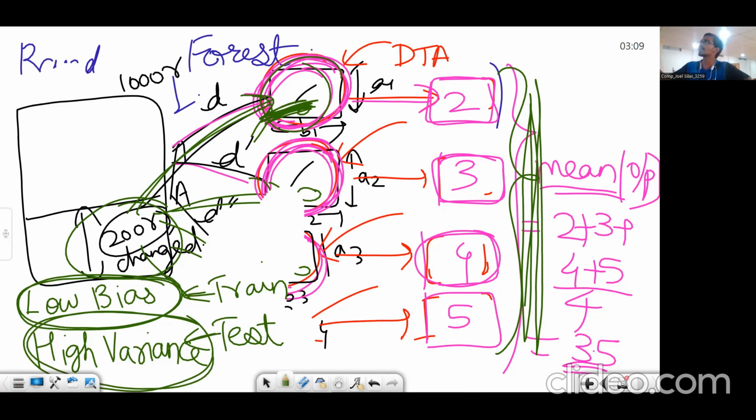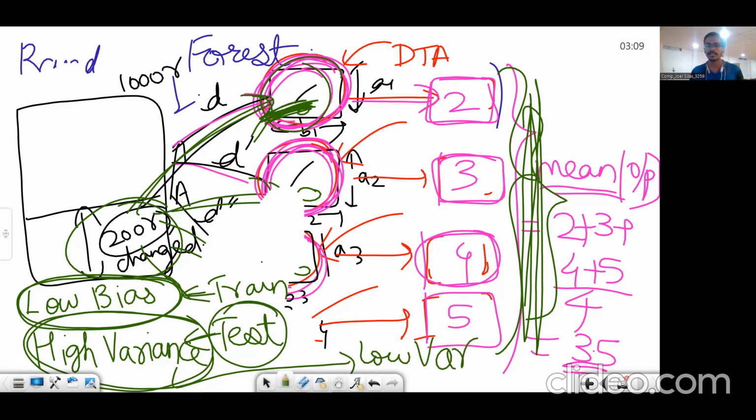But as I told you, since we are doing row sampling and feature sampling randomly, and we are taking the mean or majority of the output, our change is getting distributed, and hence it will work well on the testing data set as well. That means high variance will get converted to low variance, which we want on the testing data set. So this is what we'll use in random forest in our first practical.